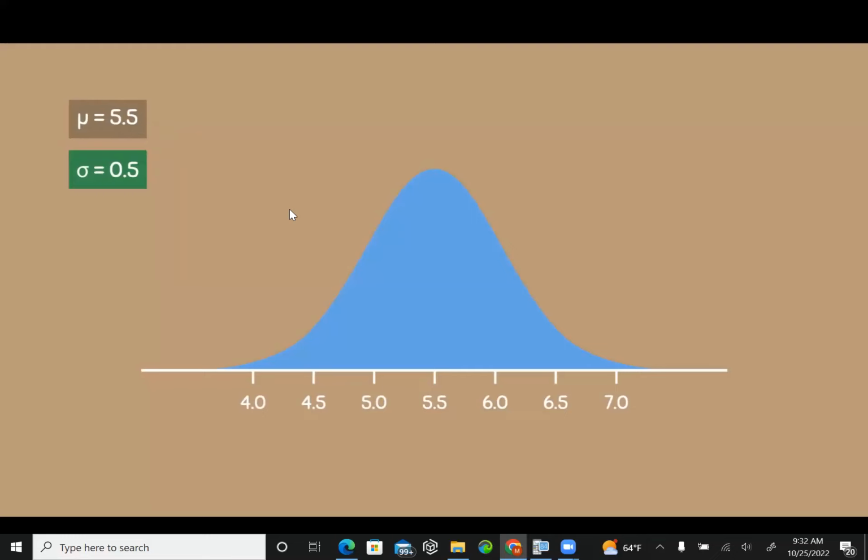So what the 68, 95, 99.7 rule says is that within one standard deviation away from the mean, it contains a total area of 0.68 or 68%. Because of this, we can say that 68% of the population are between 5 and 6 feet tall.